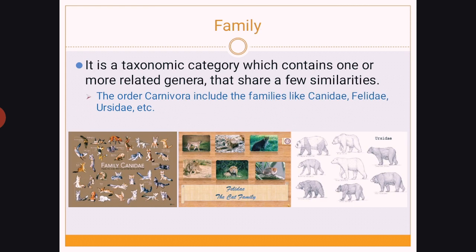Similarly, order is divided into family. Order consists of few similar genera. Order Carnivora contains families like Canidae, which is the fox family, Felidae, that is the cat family, and the Ursidae, that is the bear family.